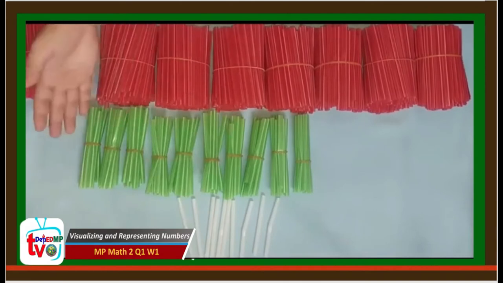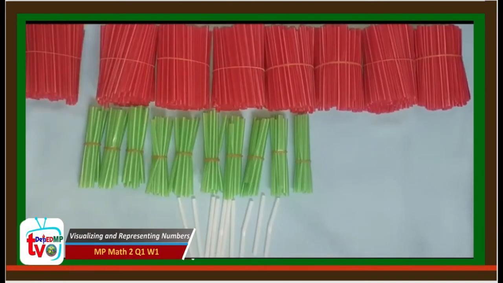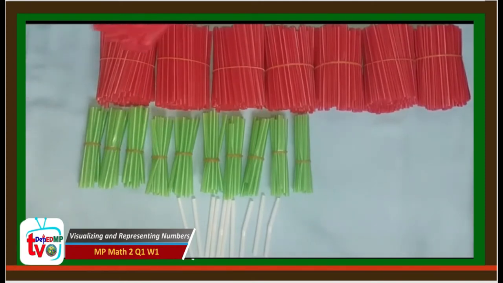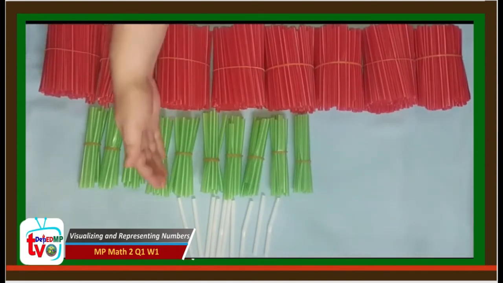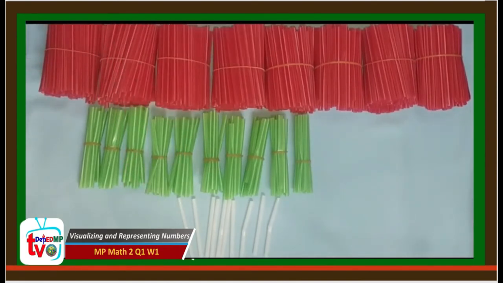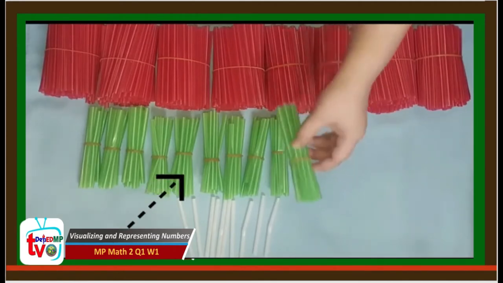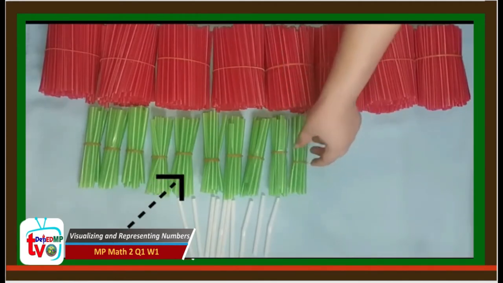So which group of straws is higher? Very good. It is the red straw. Which is next? Which is higher? It is the green. And then next is the white. Okay, very good.